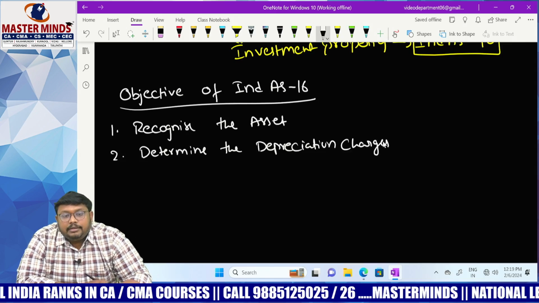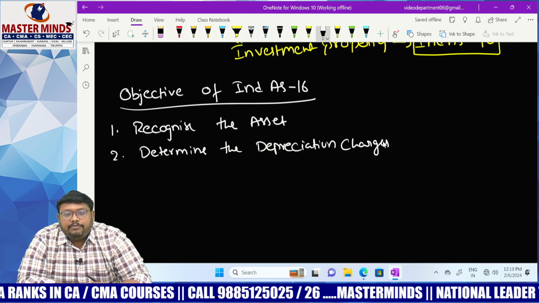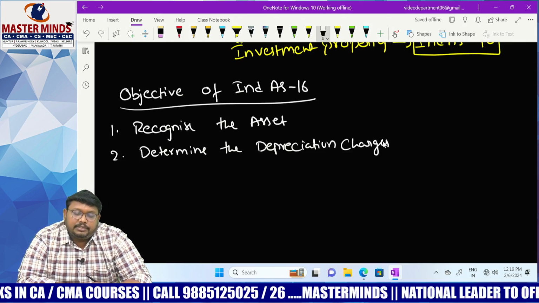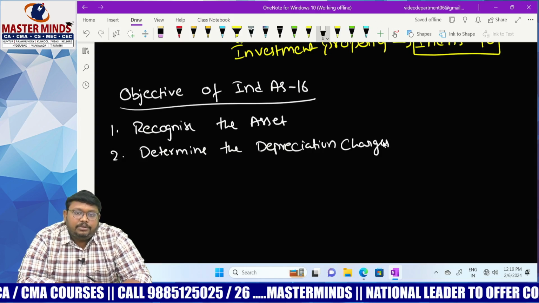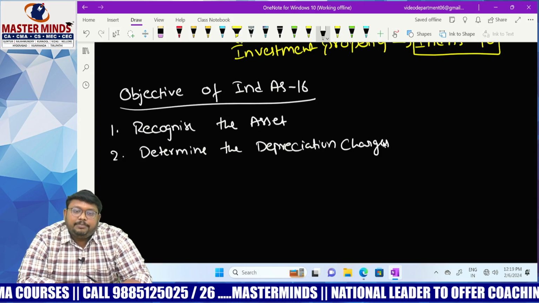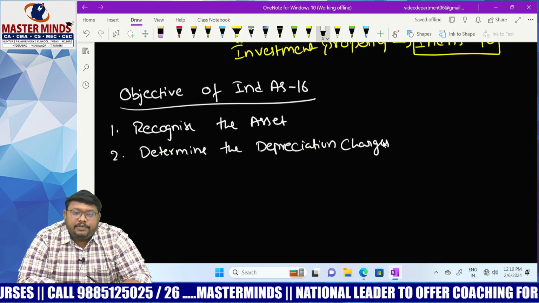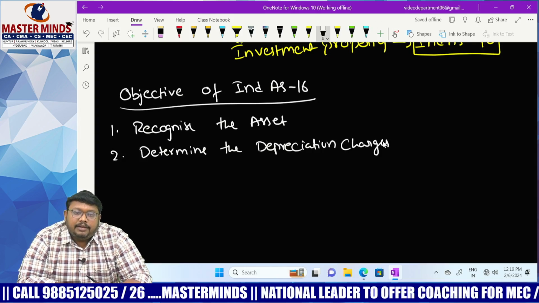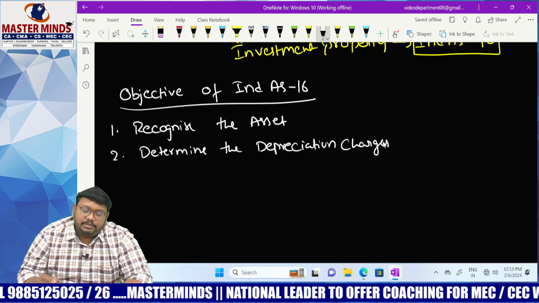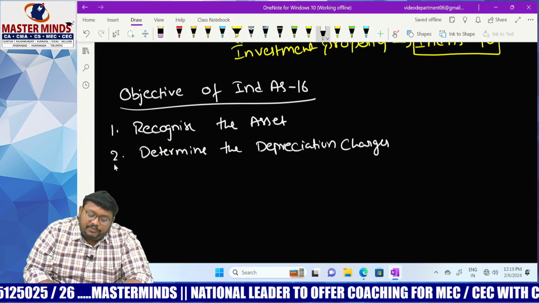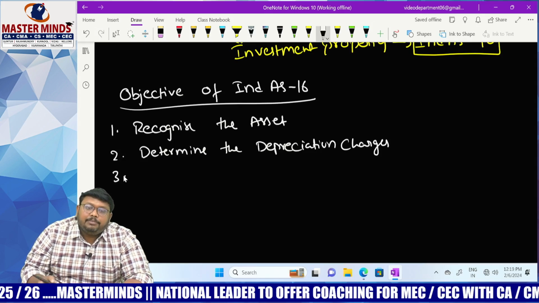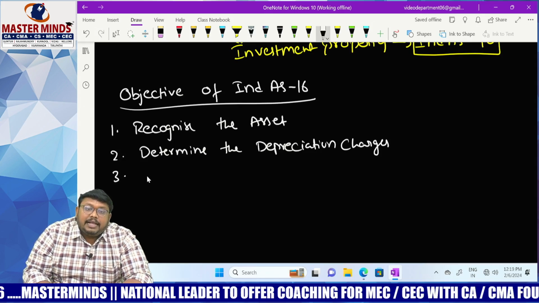As I told you, Ind AS 16 will apply for assets as well as depreciation also. We don't have a separate Ind AS for depreciation. Ind AS 16 itself has the depreciation aspect. So first of all, you have to recognize the asset and determine what the depreciation on that particular asset is. After charging depreciation, whatever amount you get, we call it the carrying amount.